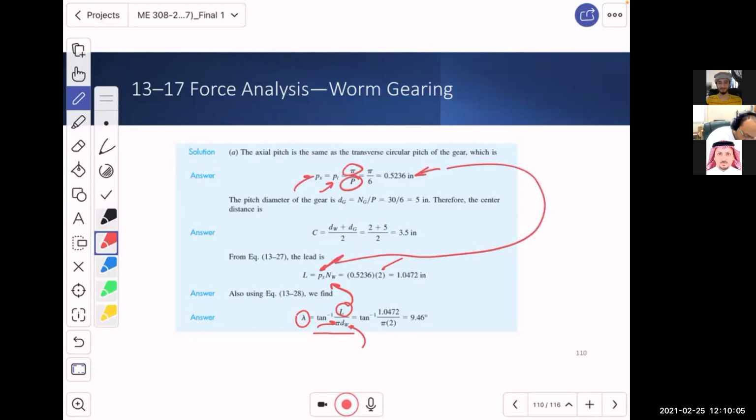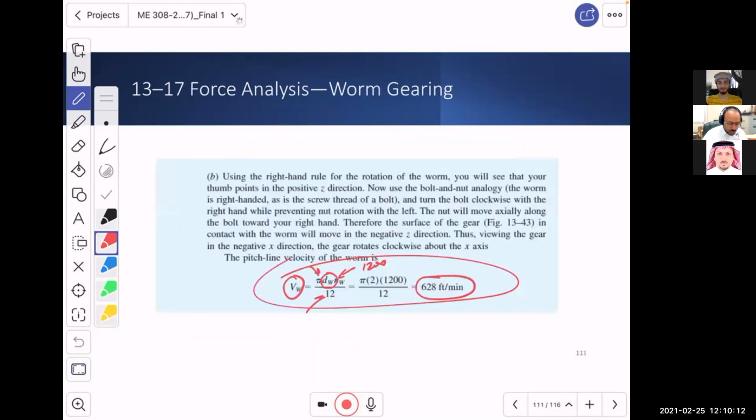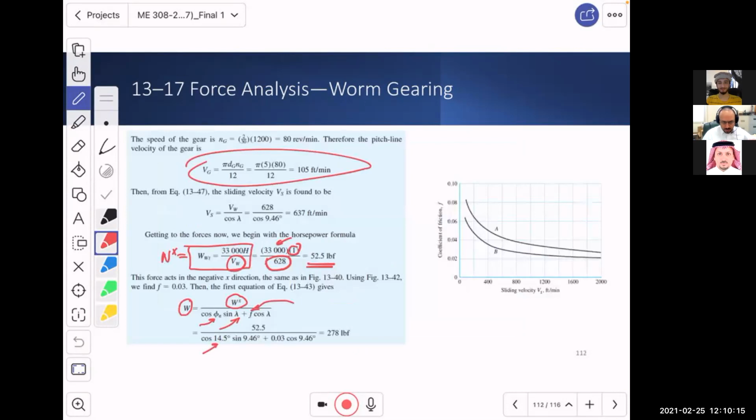We find L. We put L here. We found lambda. Done. We got lambda. So let's go and find F. F requires the sliding velocity. The sliding velocity is equal to VW, which we just calculated, divided by cosine lambda, which we just calculated as well. So it wasn't difficult. It is 637.